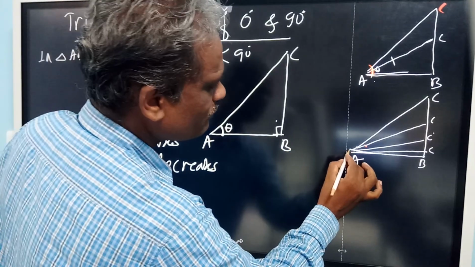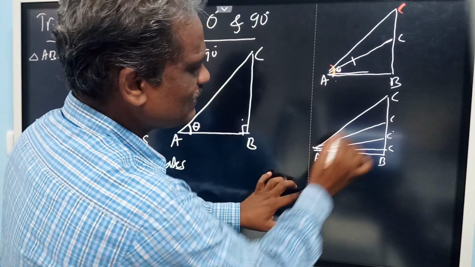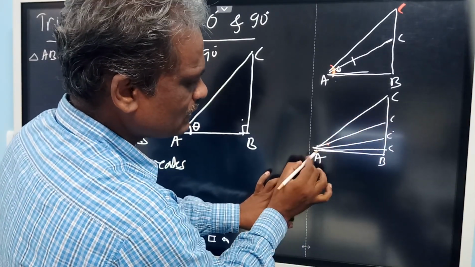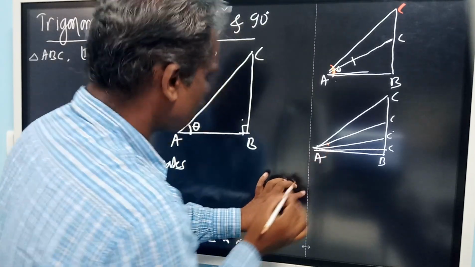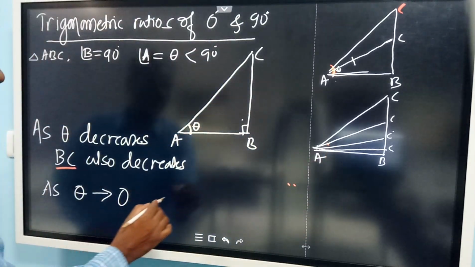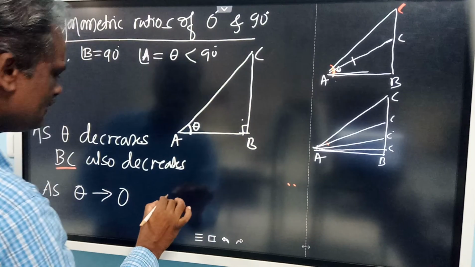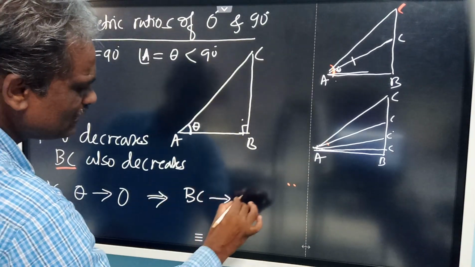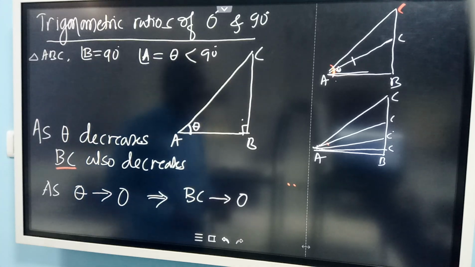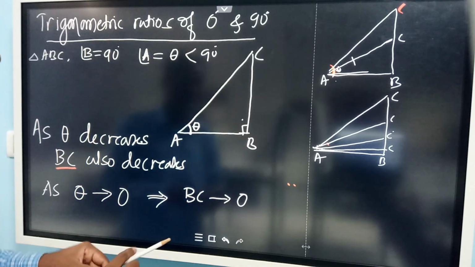If you further decrease, see, it was like this, then reduce it, then reduce it. This angle is reducing here. Once it is very close to 0, what happens to this length BC? Which implies BC also tends to 0. Am I correct? Are you following me? See, look at this.